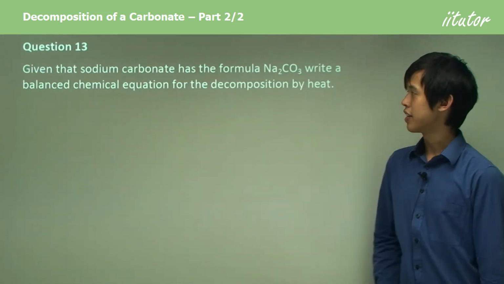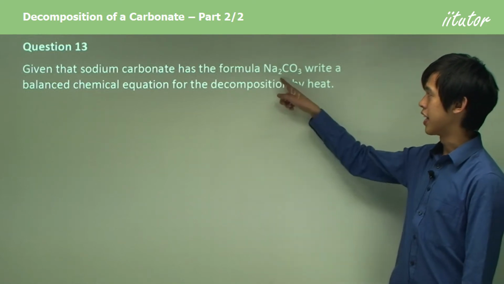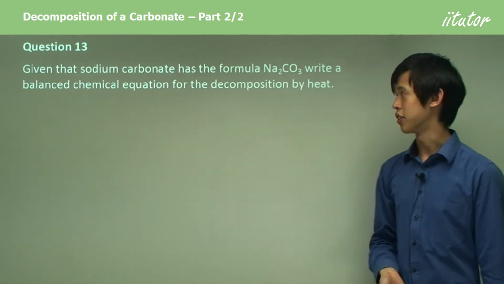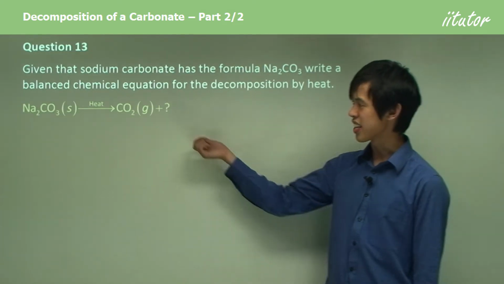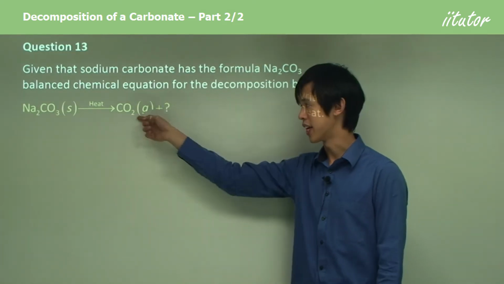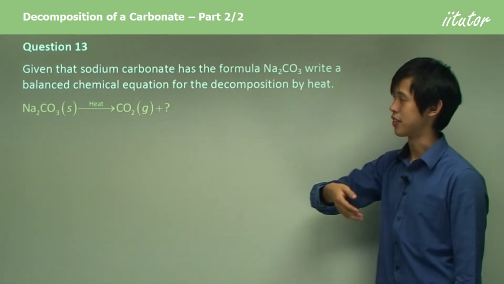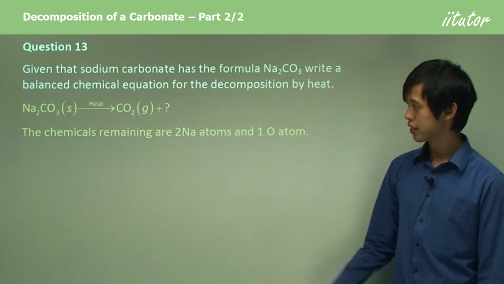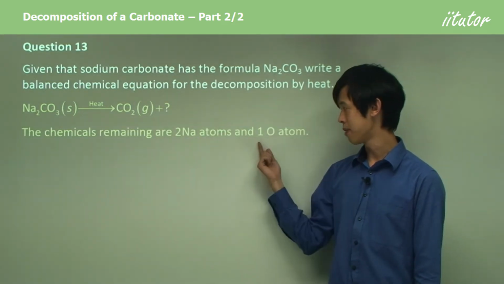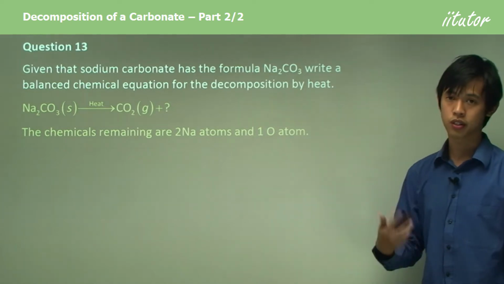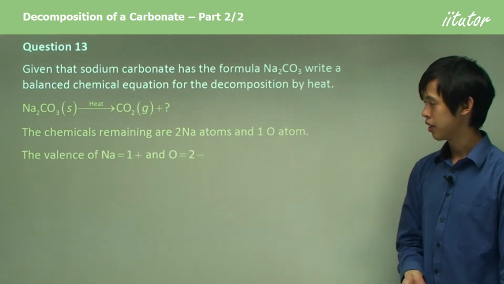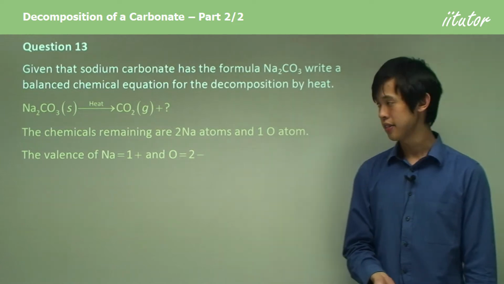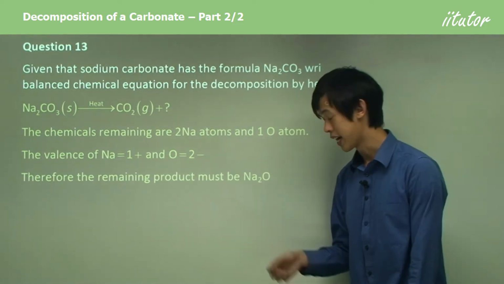Question 13. Given that sodium carbonate has the formula Na2CO3, write a balanced chemical equation for the decomposition by heat. So the same thing, we start with what we know. We know we get CO2 out because we just talked about it in the previous question. Now all we need to know is what this question mark is. So the chemicals remaining are 2 Na atoms and 1 O atom. The valence of Na is 1 plus and the valence of O is 2 minus. And therefore the remaining product must be Na2O.